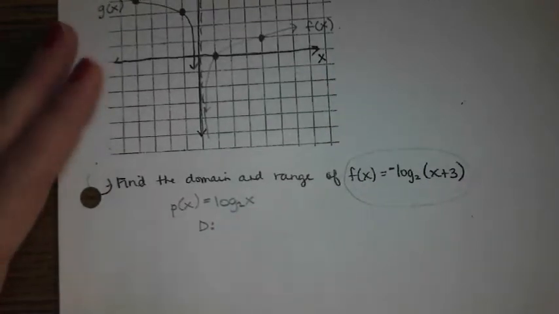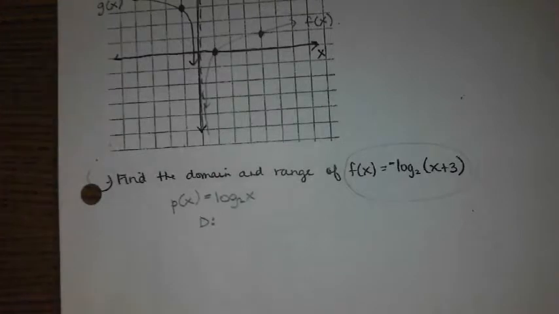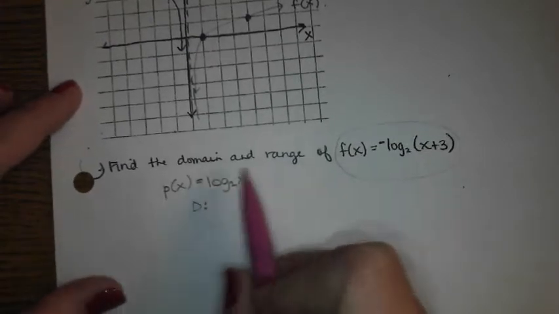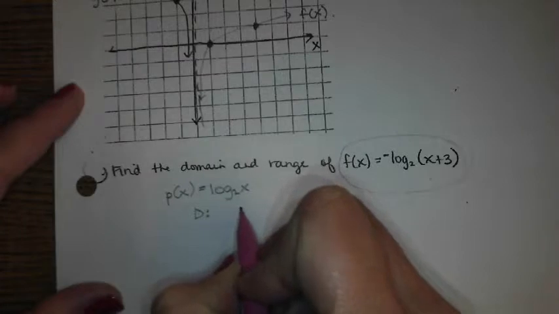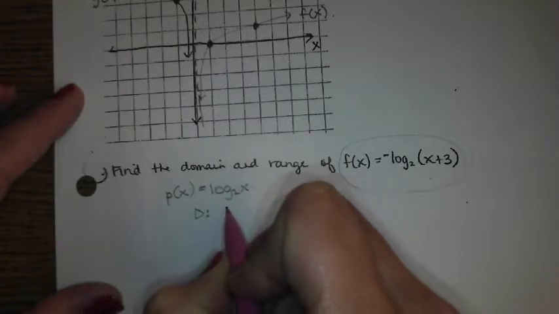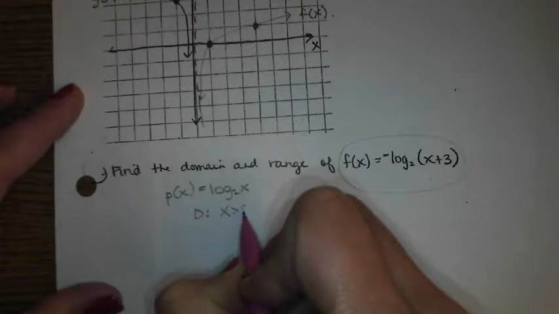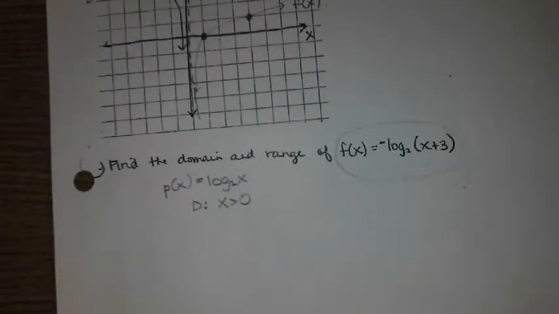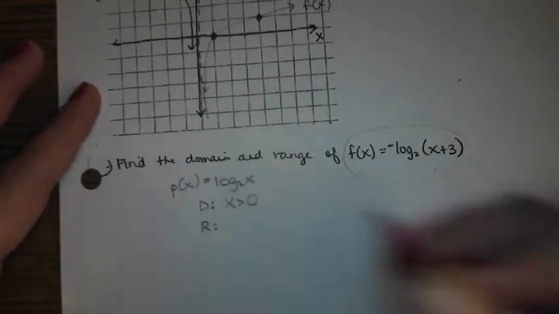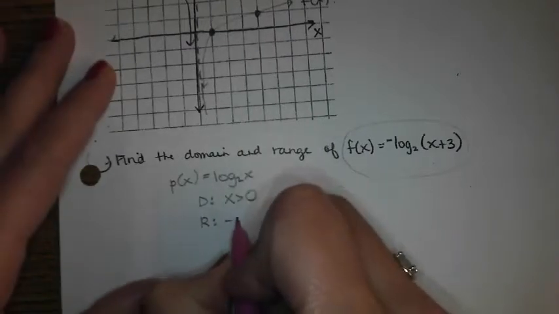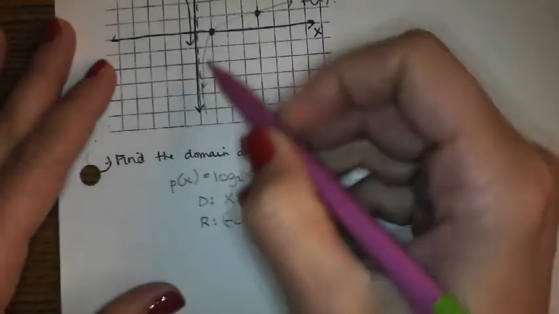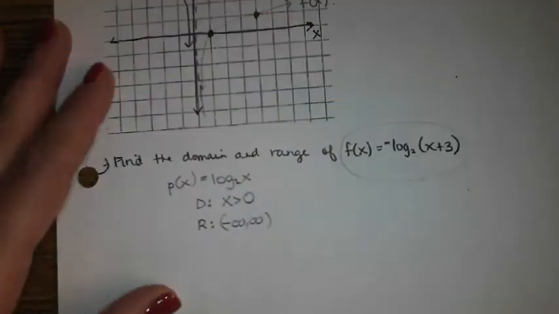What x values are you allowed to plug in there? Taylor? No, not this one. I'm talking about this one. Not including 0 though, right? So x is greater than 0. We'll go that way with it. And the range for a log parent graph is, right, all real numbers, negative infinity to infinity. You can see from this parent graph up here, negative infinity to infinity.